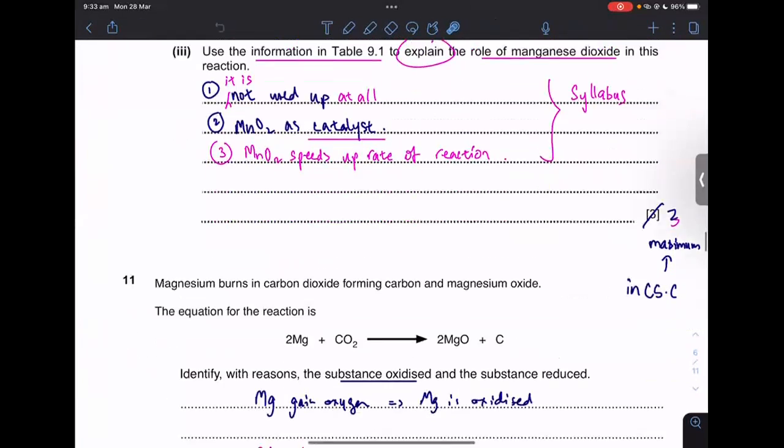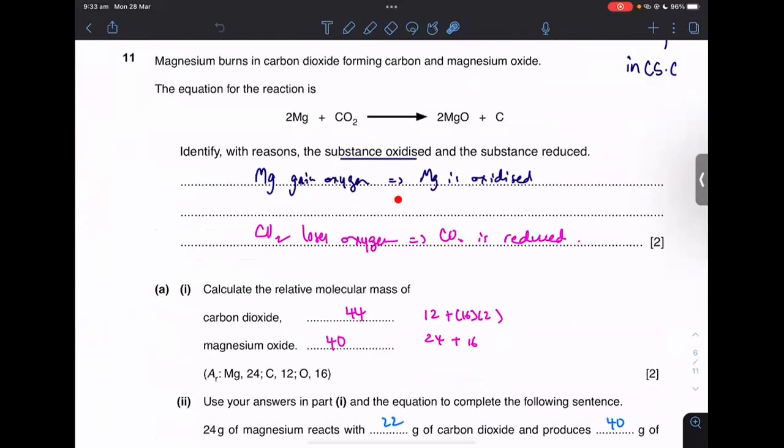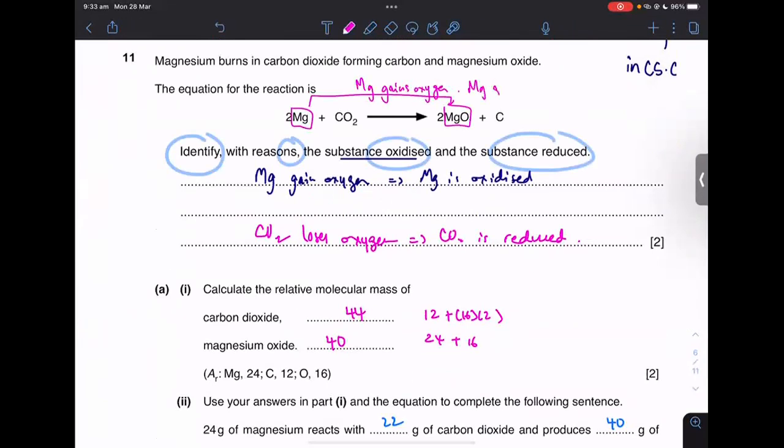Now going back to the question, this is a year 10 question. Identify, part 1, with reasons. What is the substance oxidized and what is the substance reduced? Which one gains oxygen? The magnesium becoming magnesium oxide. So the magnesium gains oxygen. That is oxidation, so the magnesium gets oxidized. Read the question and answer each and every bit of the question. The CO2 loses oxygen to the magnesium. CO2 gets reduced because it loses oxygen.